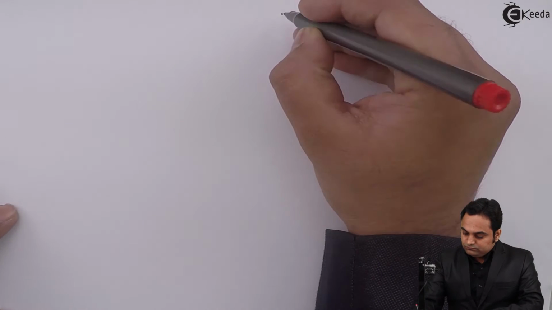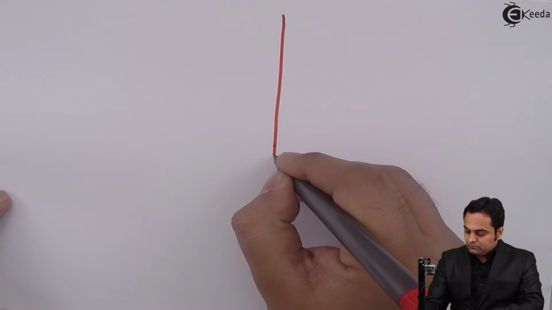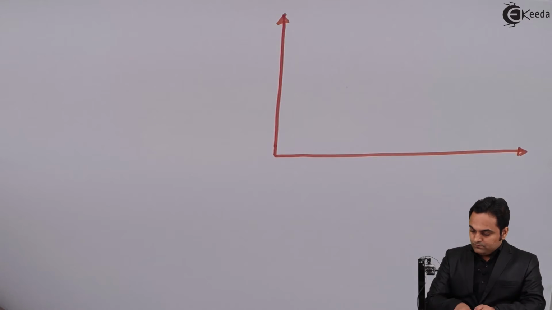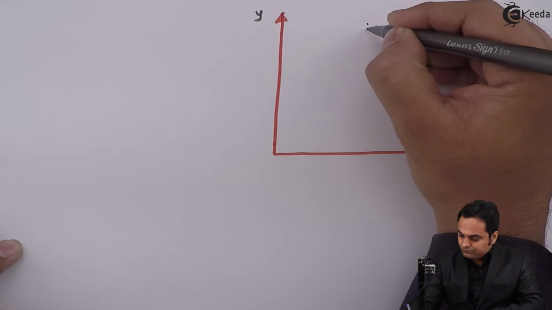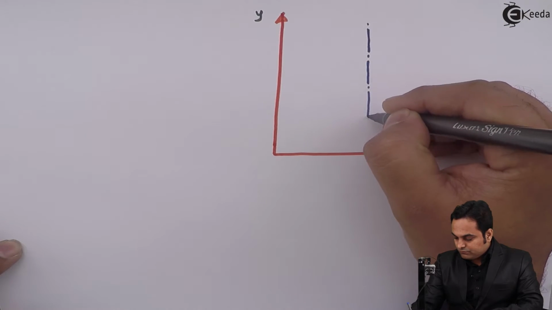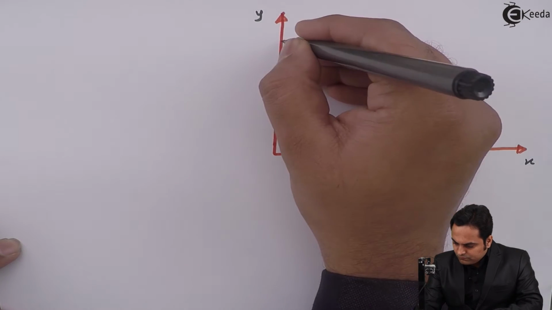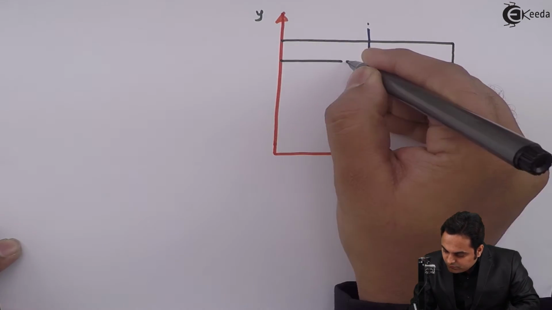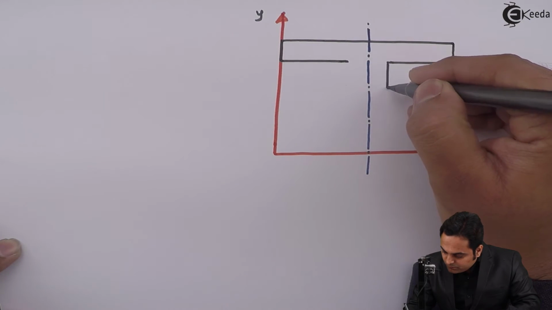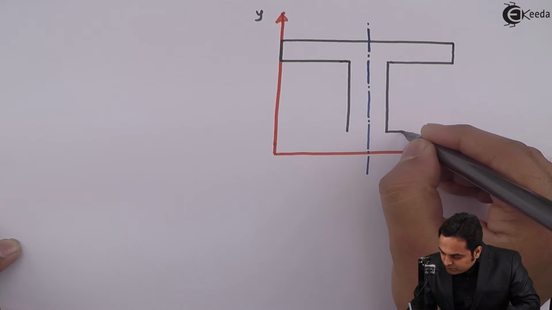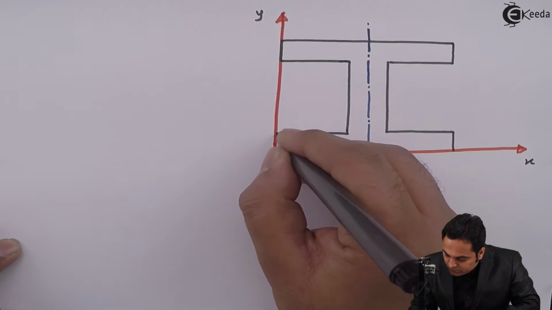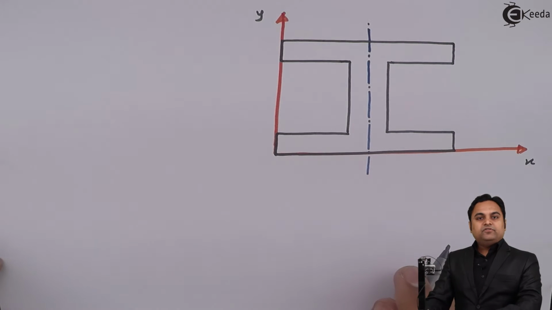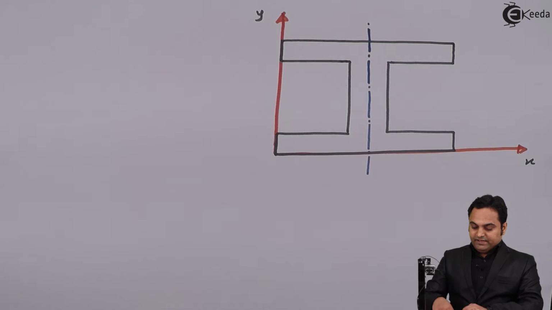It is given that it is an I section. So first I'll draw the diagram for that I section. So here is the diagram of the I section. Next, I'll mark the dimensions over that.